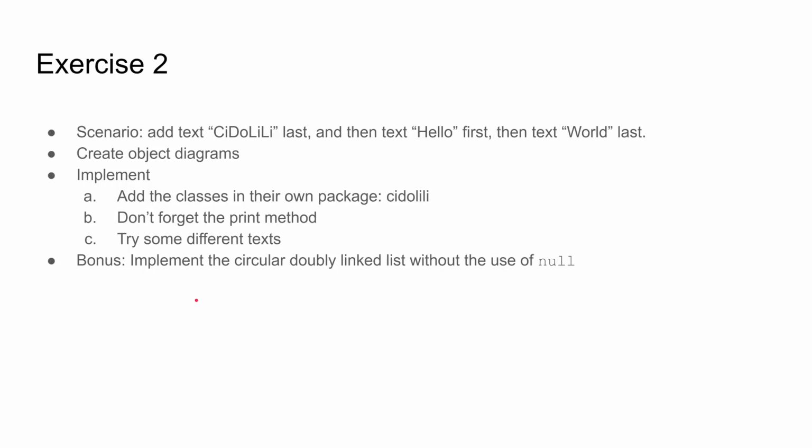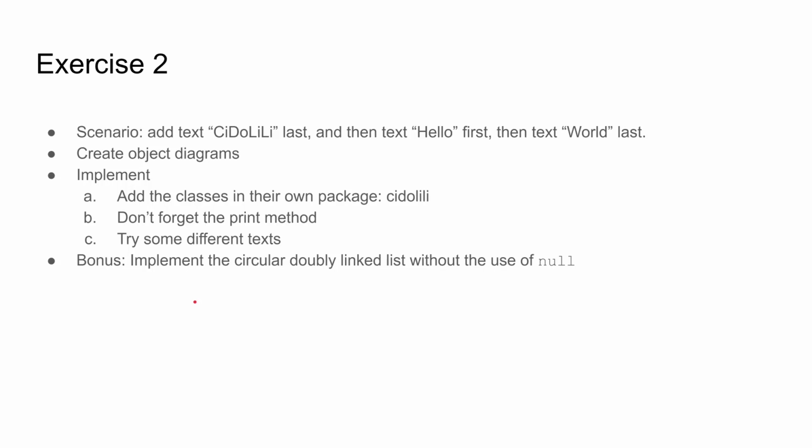And this prompts us for the second exercise. So we have this little scenario where we add the text see Doubly last, and then the text hello first, and then the text world last. Create some object diagrams for this. So you have the empty one, and then you have three diagrams for the steps in the scenario.